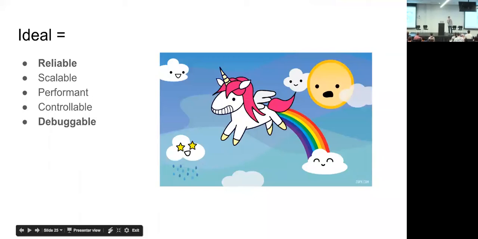So my talk has "ideal" in the title. So what does an ideal CI actually look like? And just a quick reminder, why do we do continuous integration? We do continuous integration because we want to have confidence that our code actually builds, compiles, runs, and maybe even that it's functional.